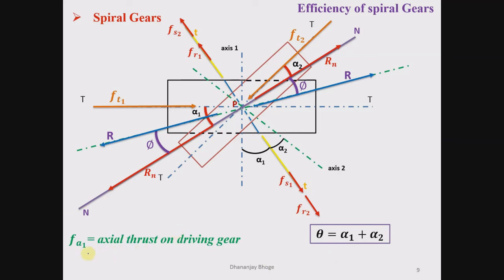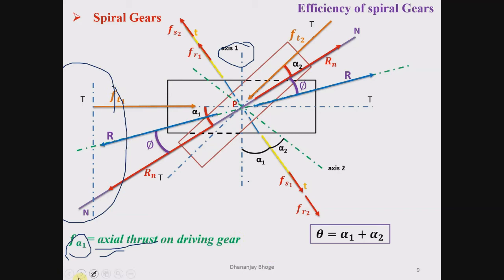Now we will mark the axial forces for the corresponding gears, which are called axial thrust. So let us say Fa1 is the axial thrust acting on the driving gear. Now axial thrust acts parallel to the axis of the gear, right? So this is our axis 1, the vertical axis for gear 1. So Fa1 will act in the plane parallel to this axis 1. So draw this line parallel to the axis of gear 1. So this is the plane in which Fa1 will act parallel to the axis of gear 1.